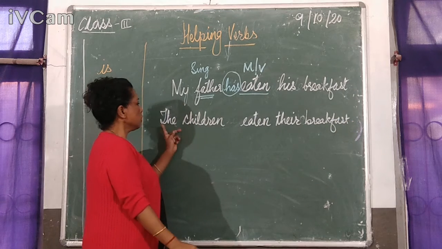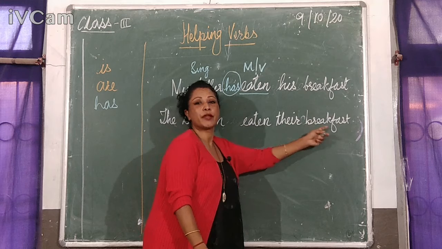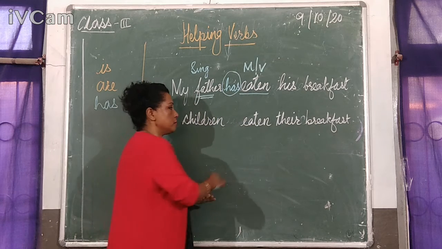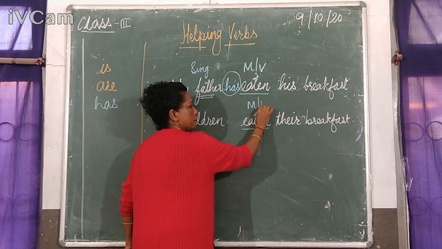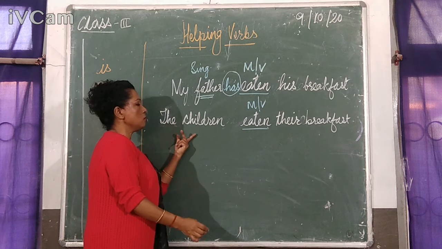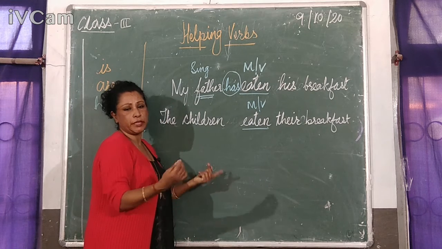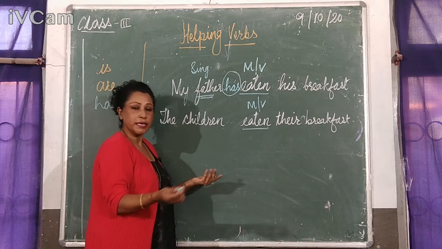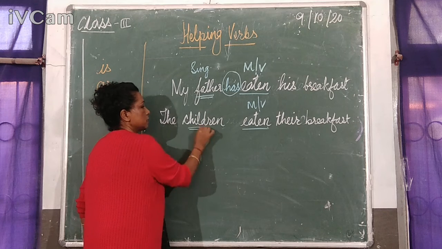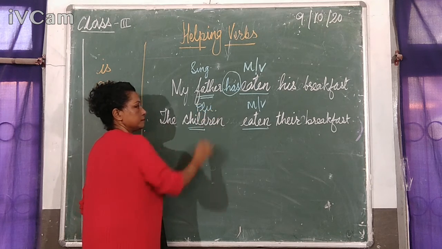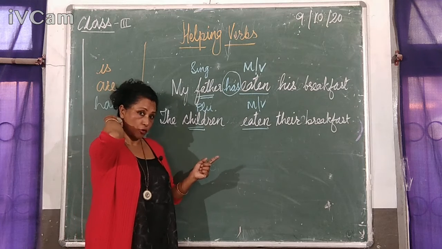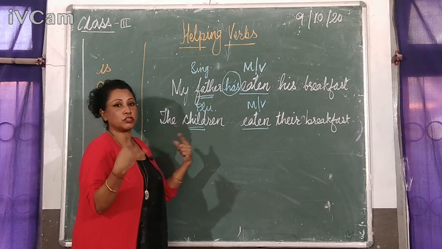Alright? The children eaten their breakfast. So, eaten is the main verb. Alright? Eaten is the main verb. Alright, children? And now, children means, how many am I talking about? Children means many. It's plural, isn't it? This is plural. I'm just writing PLU for plural, right, children? So the children means we are talking about many.